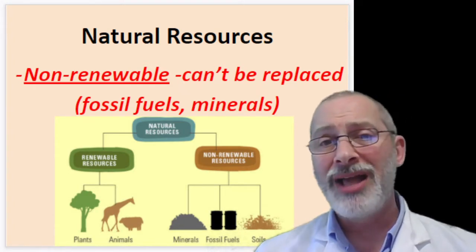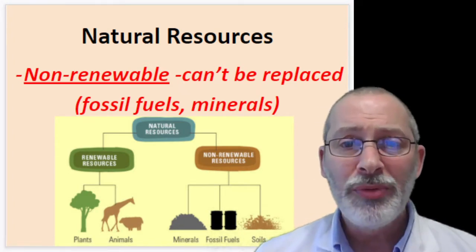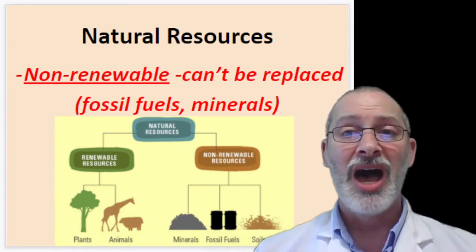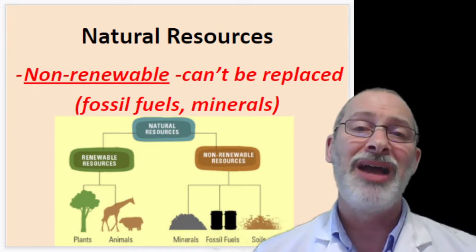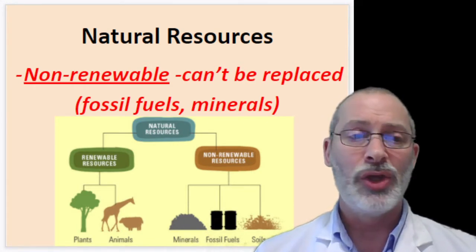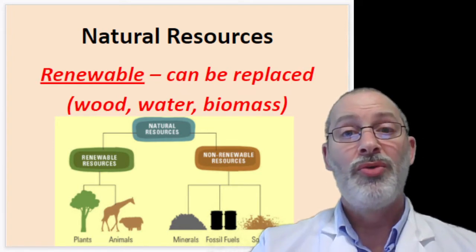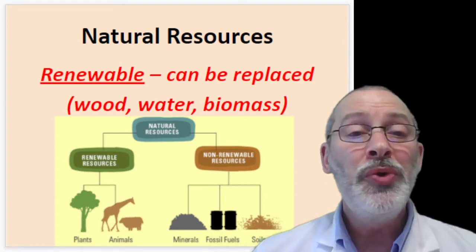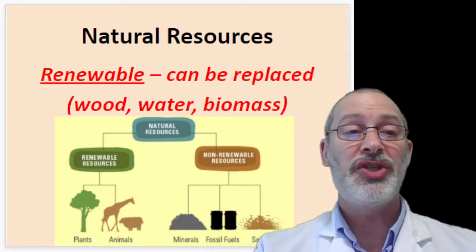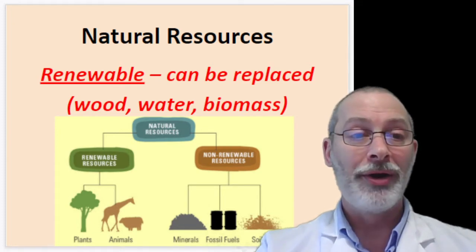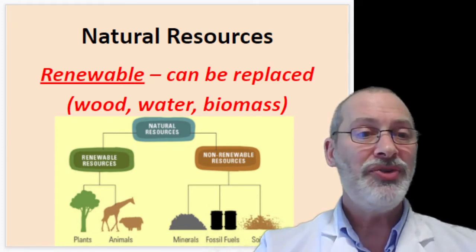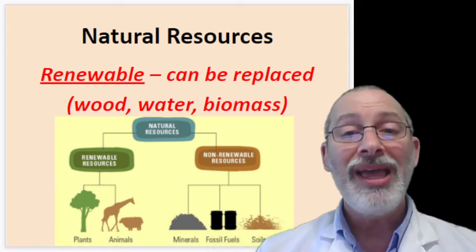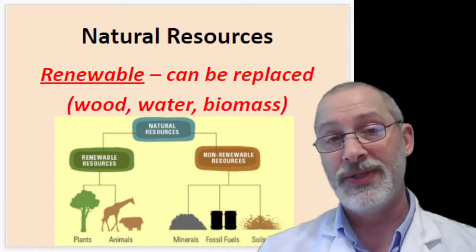And so, for all practical purposes, renewable resources and non-renewable resources are quite different. Non-renewable resources cannot be replaced within a human lifetime. Renewable resources, however, can be replaced. Renewable resources include such things as wood, water, and biomass. These are things that can be replaced if we use them wisely. Think of wood, for instance.